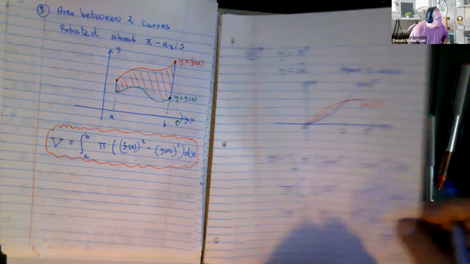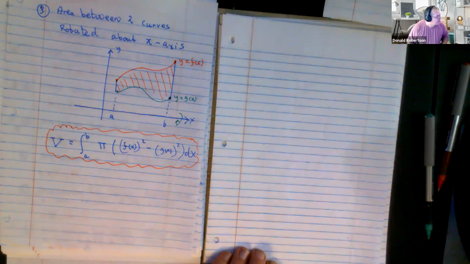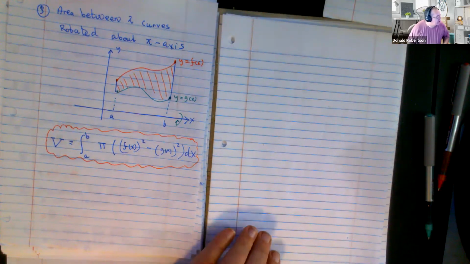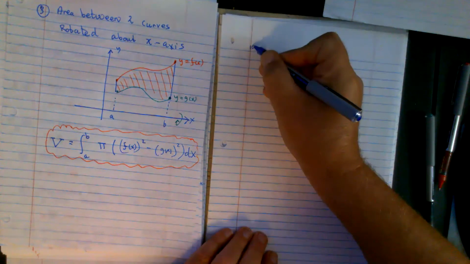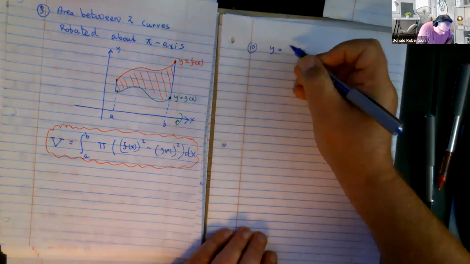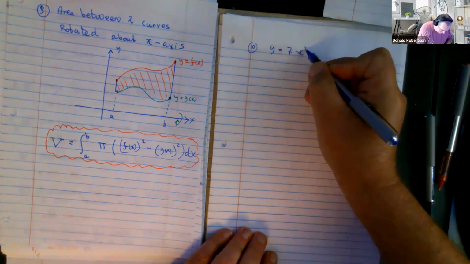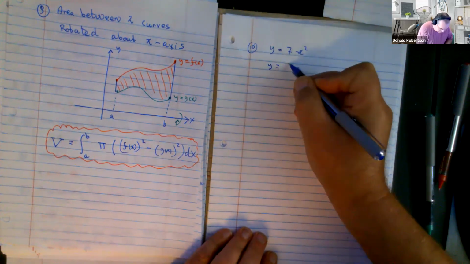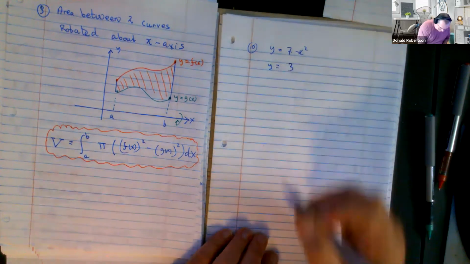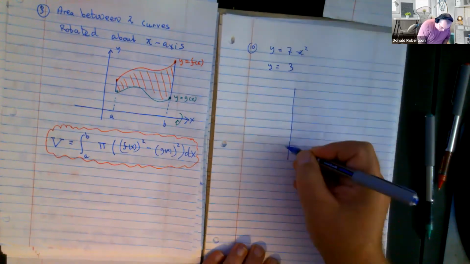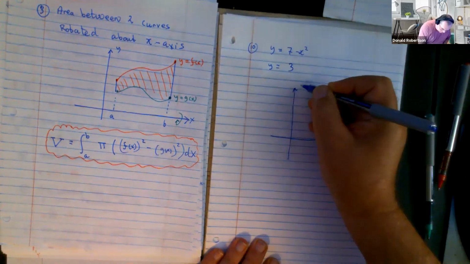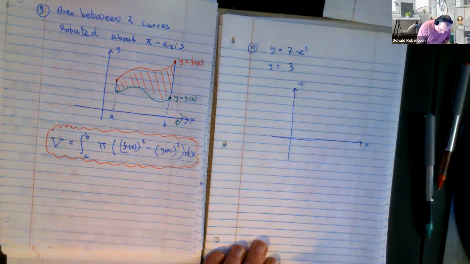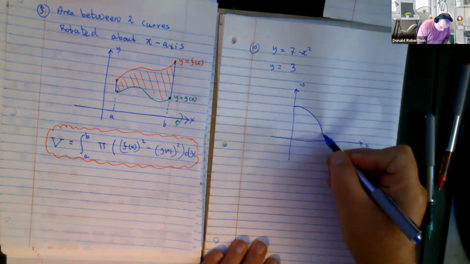Okay, let's move on to the other one, which is question 10. And question 10, if I can find it, here we go, has a function 7 take away x squared and a line, in my case, y equals 3. And to save time, I'm going to just do it on paper, but you can imagine doing it on Desmos. Are we comfortable?